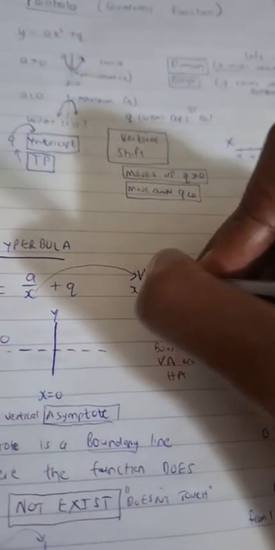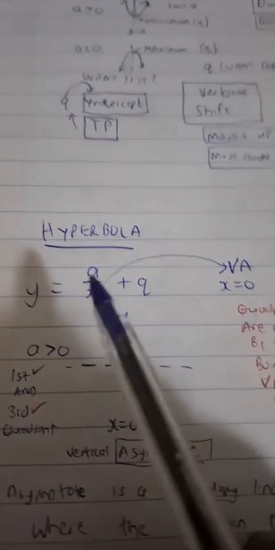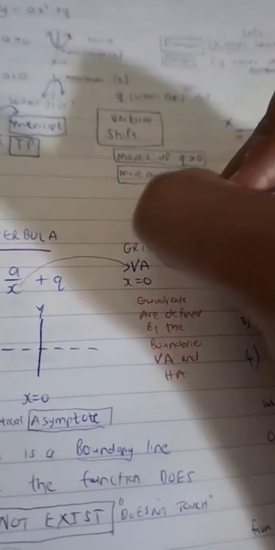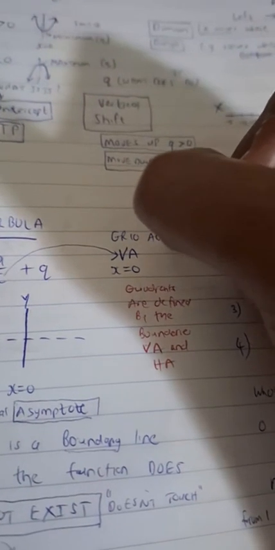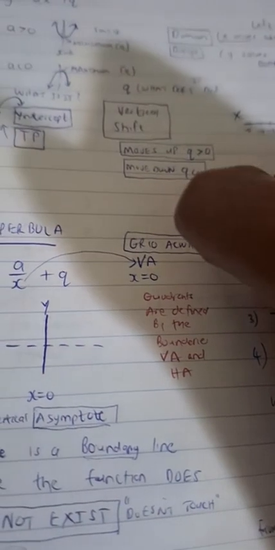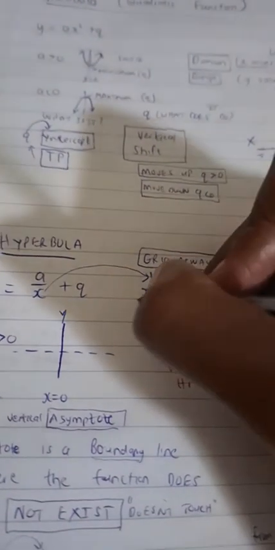Since we know that x cannot be 0, we say that our vertical asymptote for the hyperbola function, and guys, in grade 10 this is always the case, always. As long as you are a grade 10 learner in South Africa, the vertical asymptote will always be defined by the equation x is equal to 0.